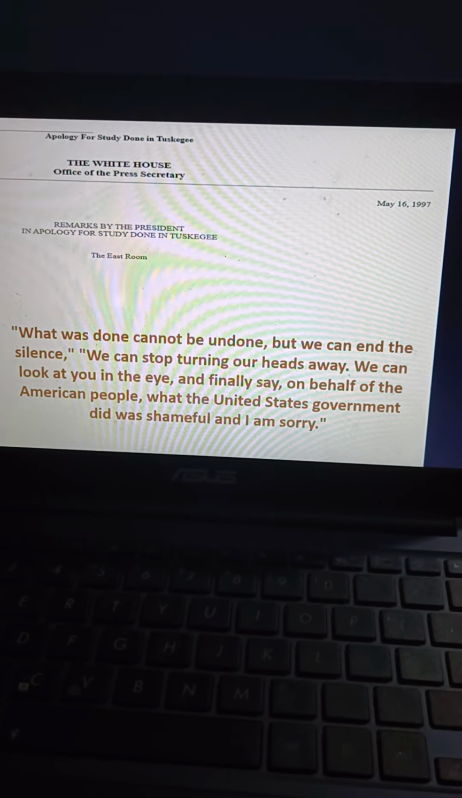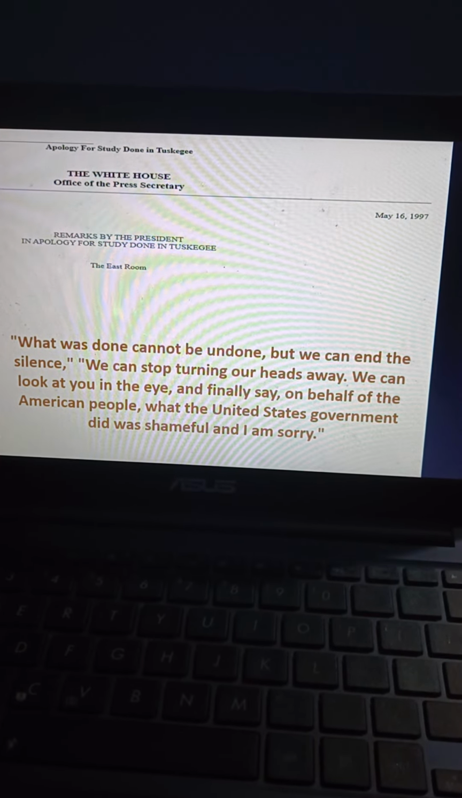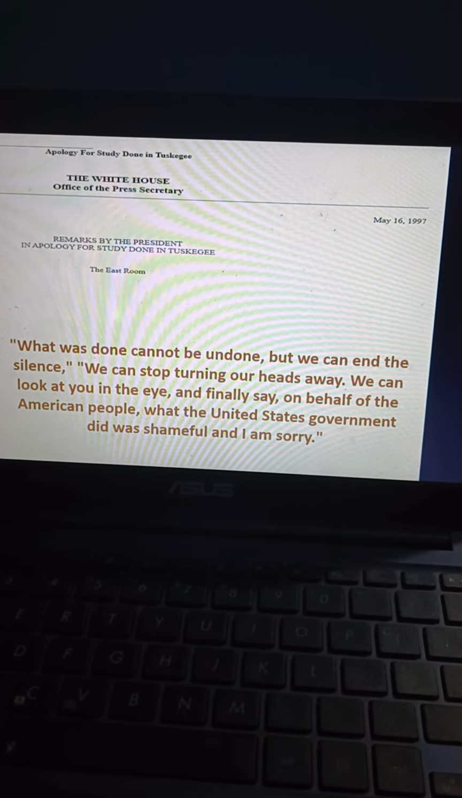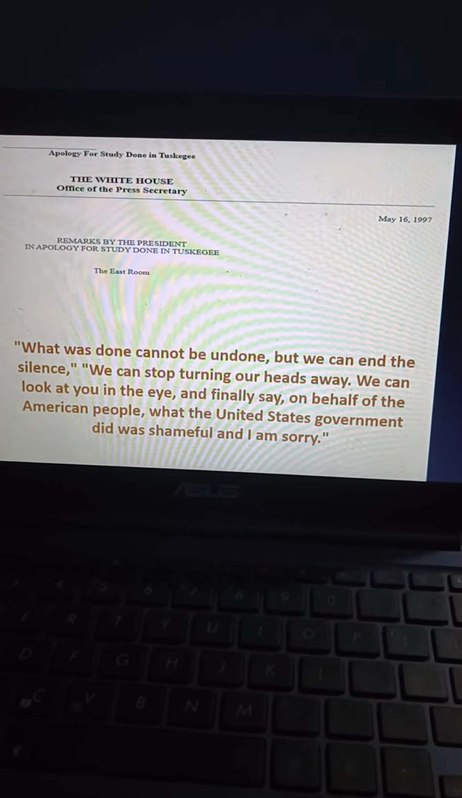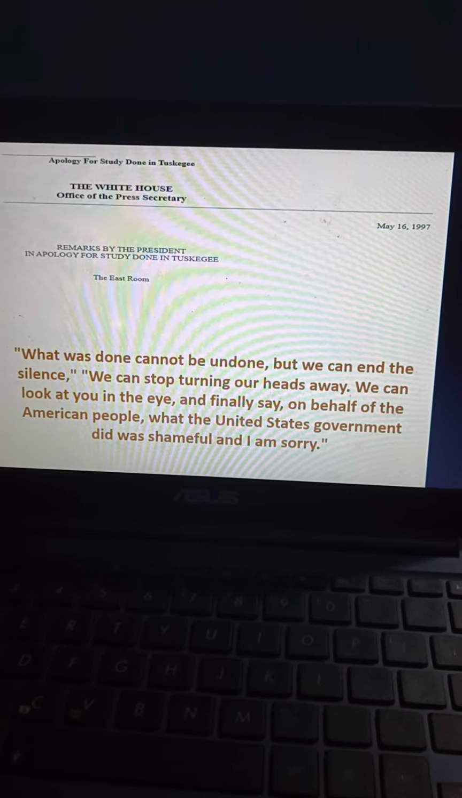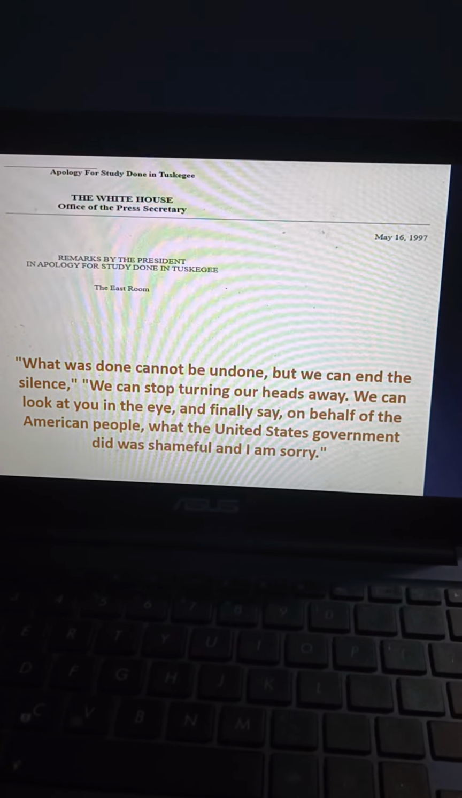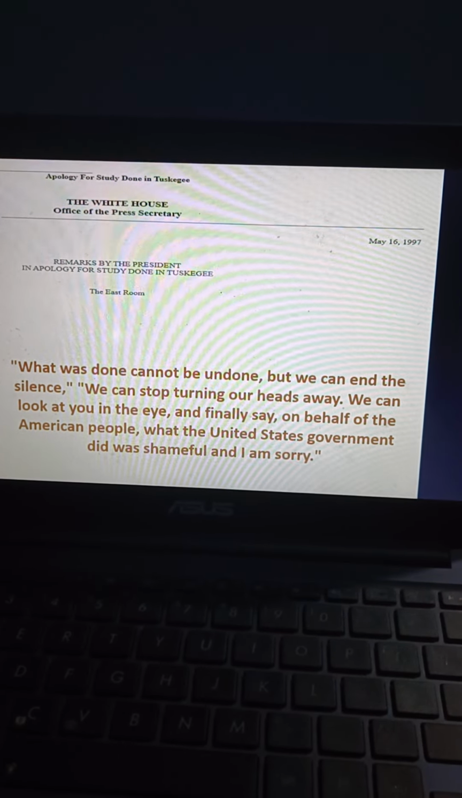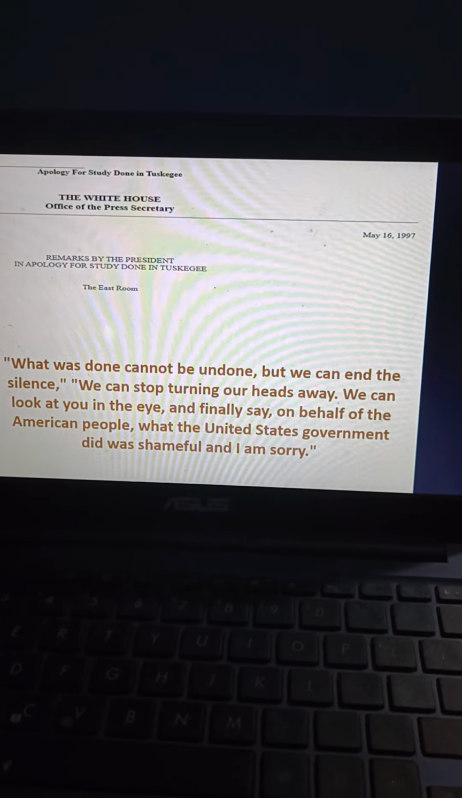Then the White House Office of the Press Secretary released the remarks by the President in apology for the study done in Tuskegee. What was done cannot be undone, but we can end the silence. We can stop turning our heads away. We can look at you in the eye and finally say, on behalf of the American people, what the United States government did was shameful and I am sorry. This is May 16, 1997.